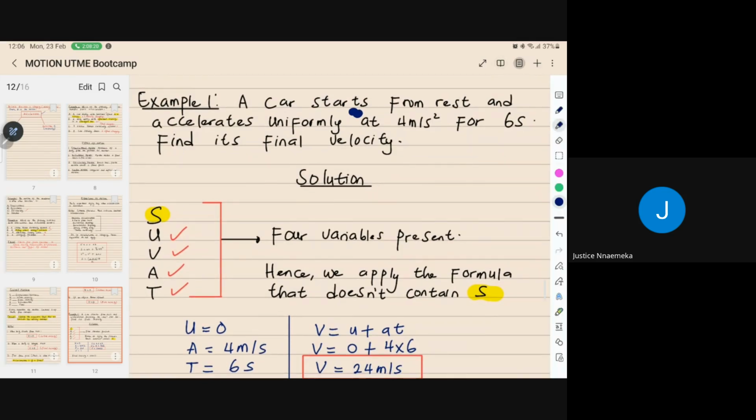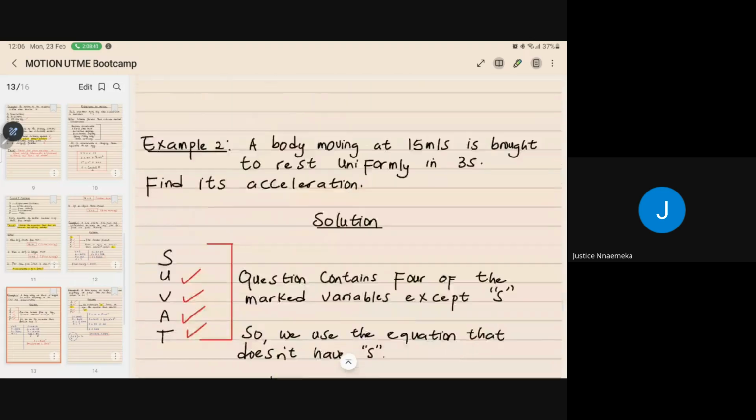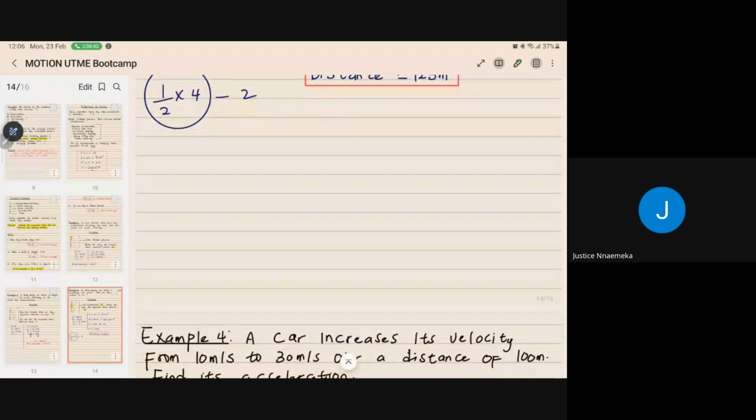So for this first one, they gave us the acceleration, we ticked it. They gave us time, we ticked it. They said it starts from rest, that means that U is equal to 0, we ticked it. Find the final velocity, we ticked it. They didn't say anything about distance, so we're going to use that very equation that does not contain distance. So that's how to know the equations to use. These are the things that we did in today's class.